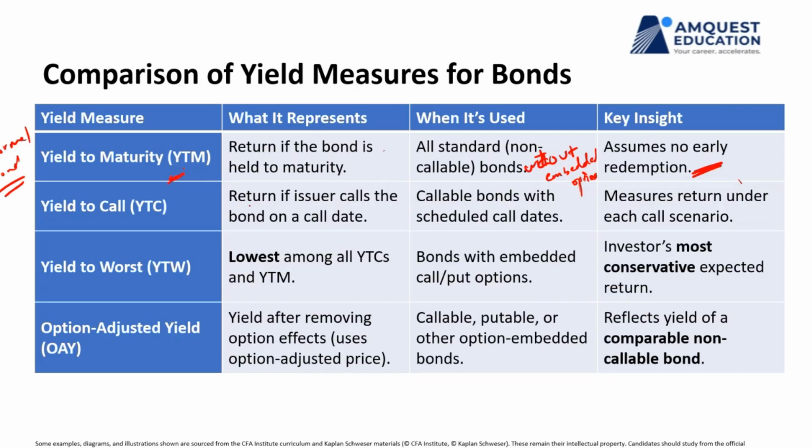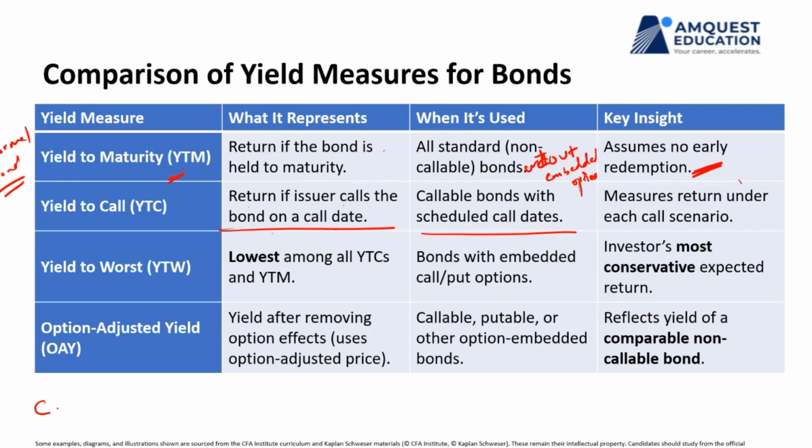And therefore, YTM works brilliantly for such a bond. Yield to call: the return if the issuer calls the bond on a call date. A callable bond is a bond where the issuer can call the bond. If I've given you a bond, any day I can say, I want my bond back, so you will have to give the bond back and I'm going to make the payment to you. Callable bonds with scheduled call dates have this yield to call. It's not necessary that there's only one call.